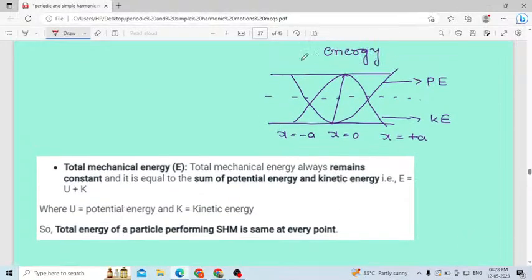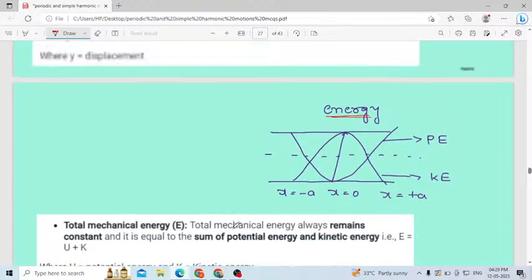Consider this is the wave, only one wave I consider here. When you are talking about the energy, the total mechanical energy always remains constant. It is equal to the sum of the potential energy plus kinetic energy. The total energy of a particle performing simple harmonic motion at every point will be the same, because total mechanical energy is always the sum of the potential energy plus kinetic energy. According to this explanation, the total energy of a particle performing simple harmonic motion will be constant everywhere.